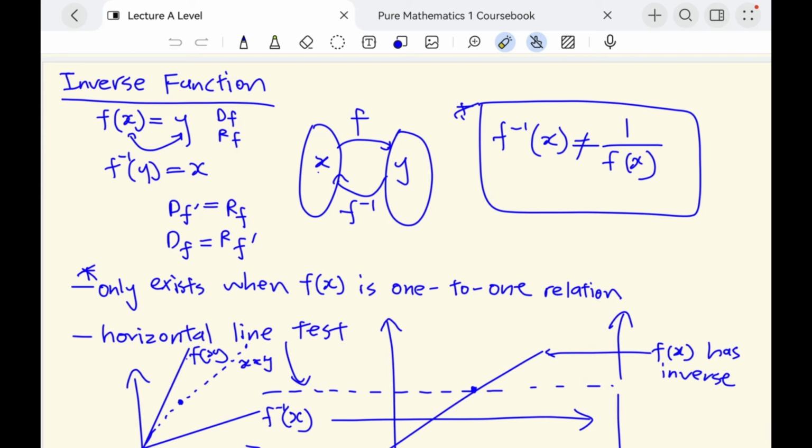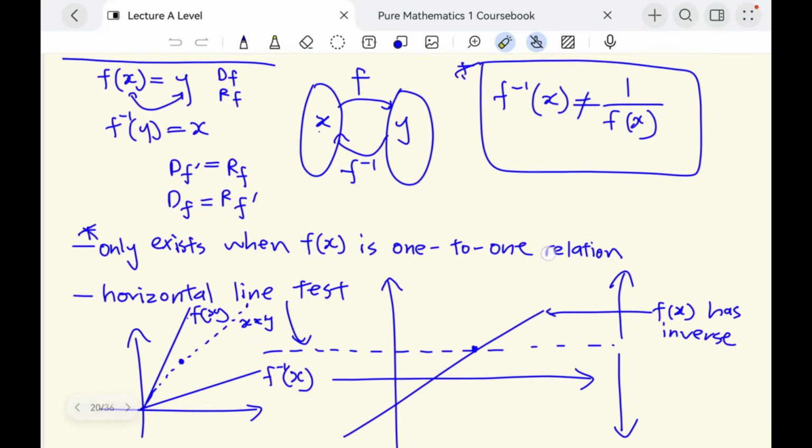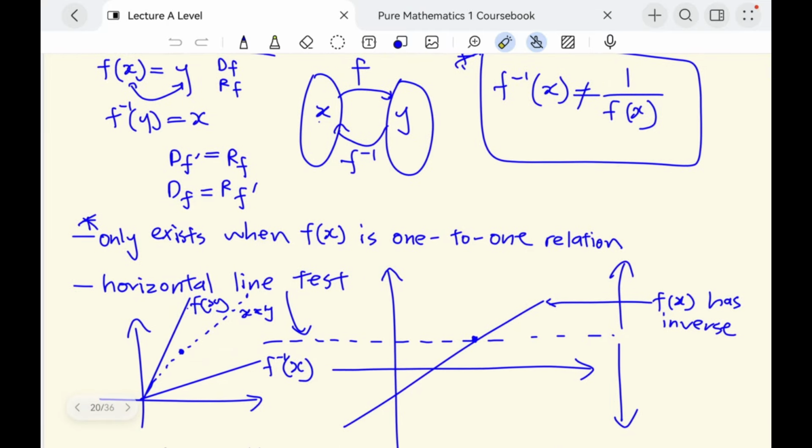So there is another condition for the inverse function. Inverse function only exists when f(x) is a one-to-one relation. Or you can do the horizontal line test to test whether an ordinary function has an inverse or not.